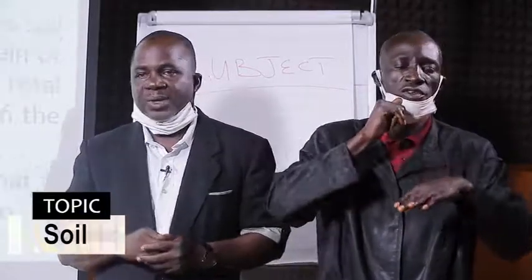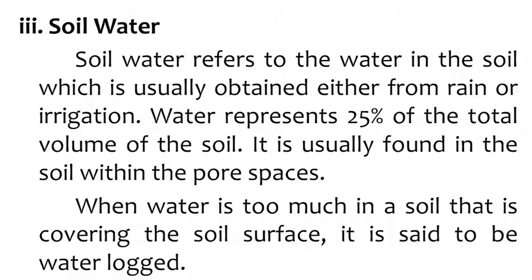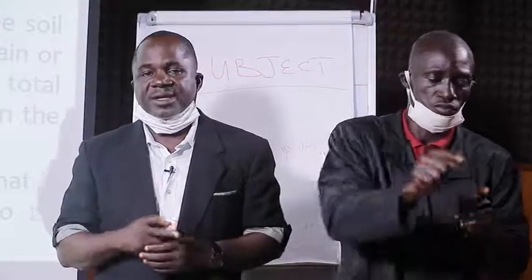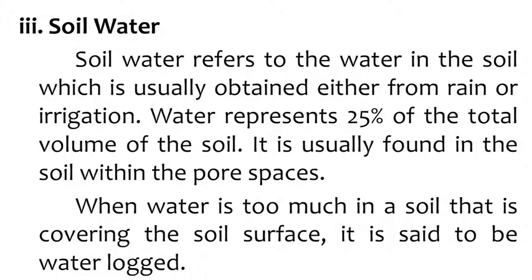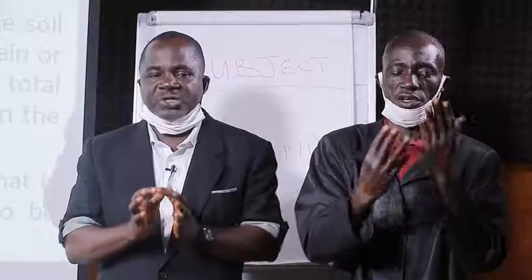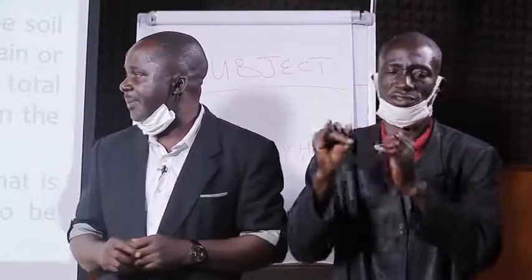Point number 3, we're going to look at soil water. Soil water refers to the water in the soil, which is usually obtained either from rain or from irrigation. These are the 2 major sources where soil gets water. Water represents 25% of the total volume of the soil. It is usually found in soil within the pore spaces. Pore spaces are the spaces that are in between individual particles of the soil.